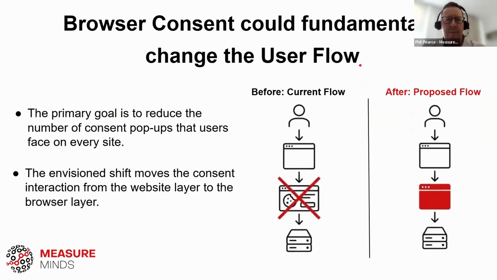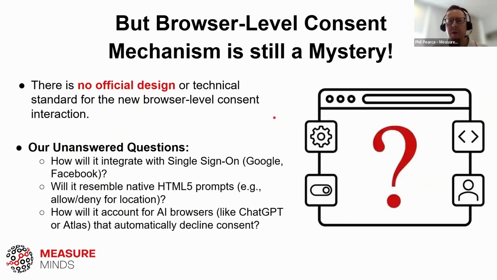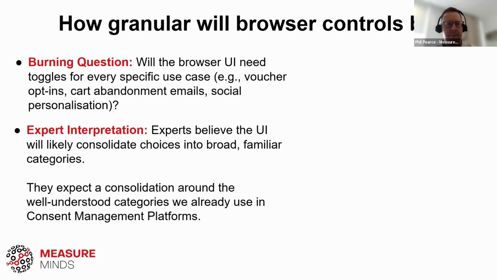The browser consent could fundamentally change user flows. Again, reduced cookie fatigue, banner blindness. But yeah, it's not clear how that's going to look, how many options there's going to be on it. And we don't yet have anything visual to see from it. And also whether it's going to cause affiliates to change their business model, and voucher code sites, etc.